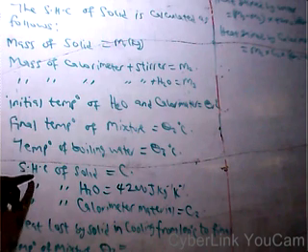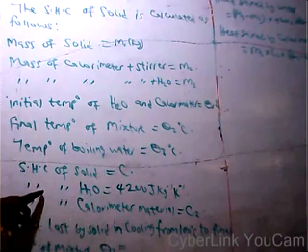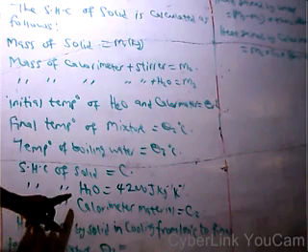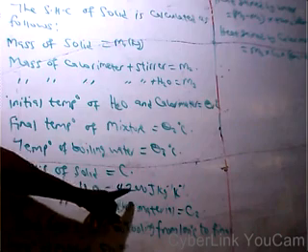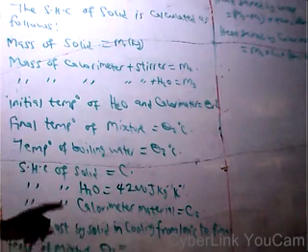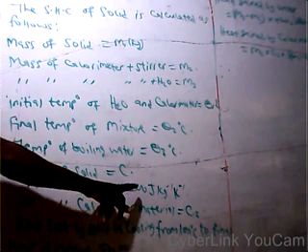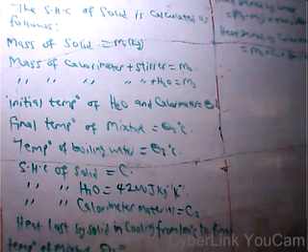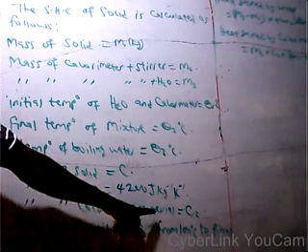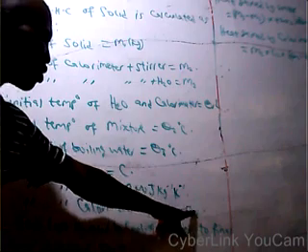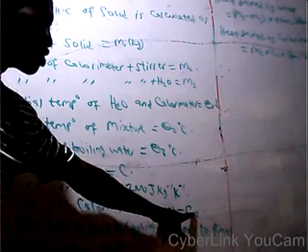Then the specific heat capacity of the solid is represented by C. Also, the specific heat capacity of water is 4,200 joule per kg per Kelvin. While the specific heat capacity of the calorimeter material is C2.